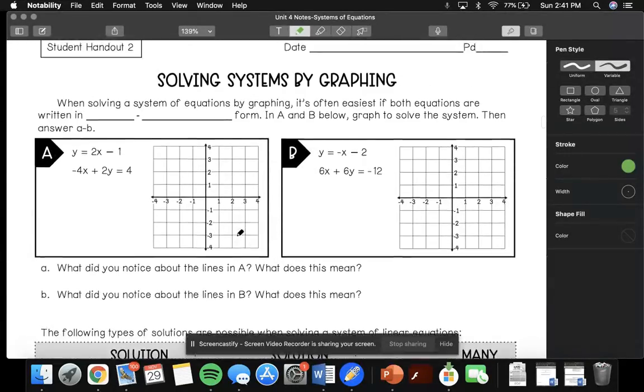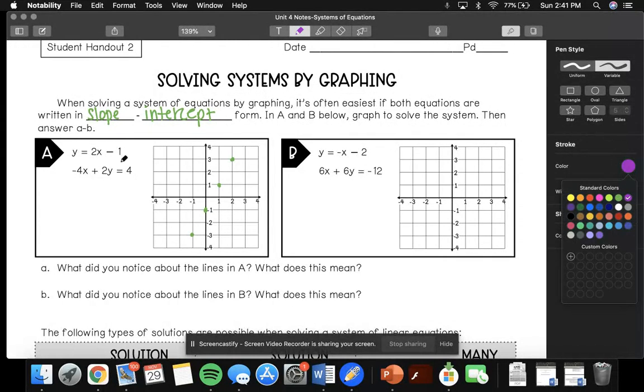Okay, so when solving a system of equations by graphing, it's often easiest if both equations are written in slope-intercept form, because that's usually our favorite form. In A and B below, graph to solve the system, then answer questions A and B. Okay, so A has y equals 2x minus 1, so this looks like it is easy to be graphed. So we are going to start at -1, and we're going to go up 2, right 1, up 2, right 1. Then we're going to go back to the starting point and follow the pattern backwards.